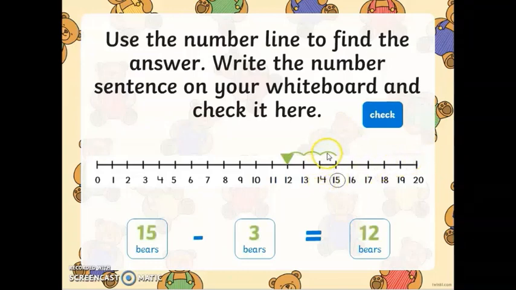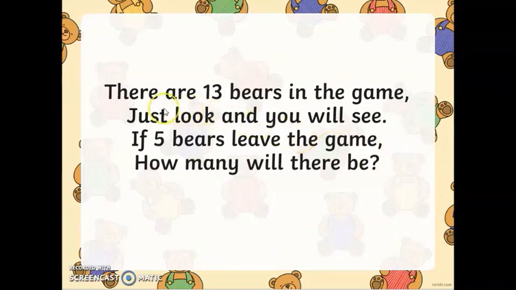And there you go. We took 1, 2, 3 jumps backward and we stopped on number 12. And this is your answer. From 15, we take away 3 bears and the answer is 12. Good job, students. Now let's move on to our next activity.